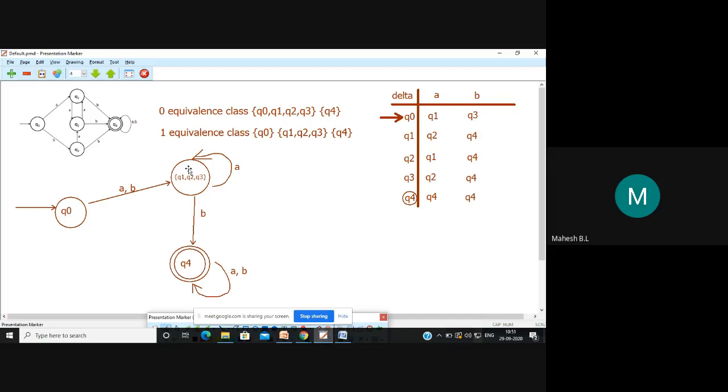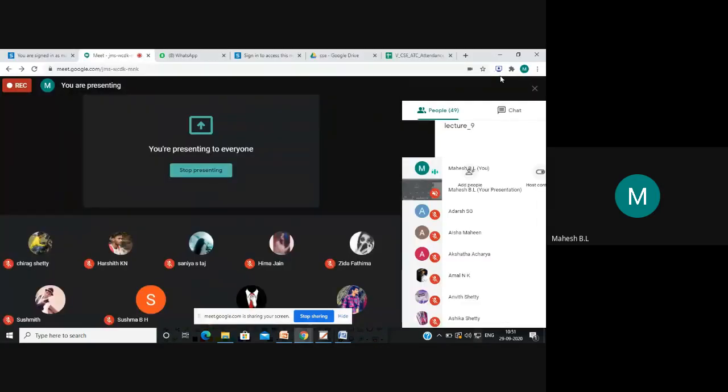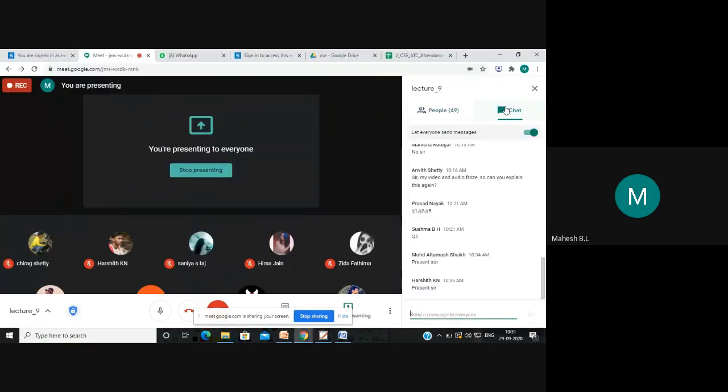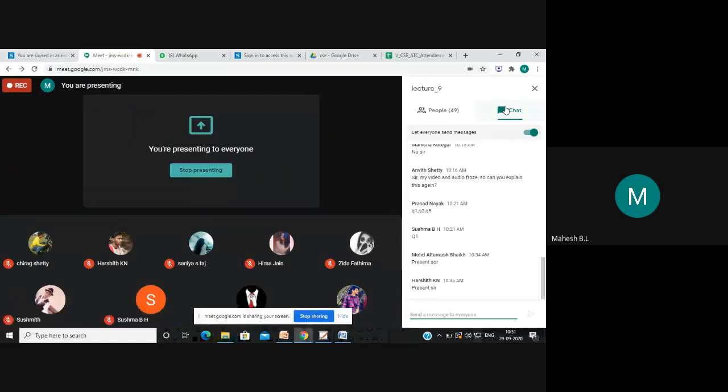So is this clear? Understood this example? Any doubts in this? If any doubts, please let me know. Is this example clear to you?